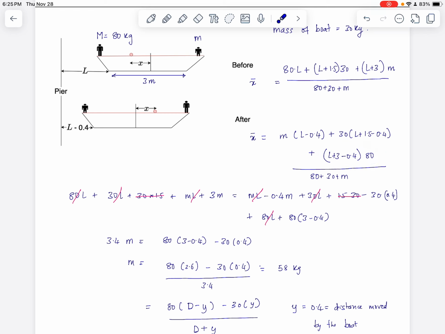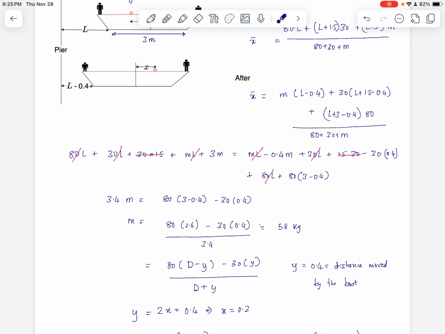Okay, and remembering that the boat has moved by 40 centimeters towards the pier. Okay, when we equate the two, we can just cancel out the denominators. Okay, and we expand each side on the top. Okay, and we find that all the terms containing L can be cancelled, and we also cancel out some common constants here, and we rearrange to find m to be this way. Okay, m to be 58 kilograms.